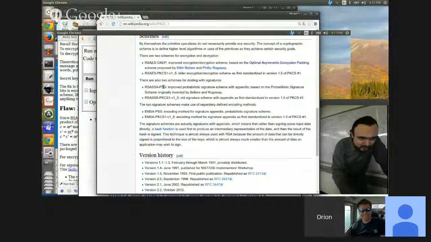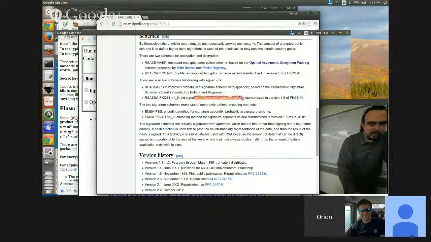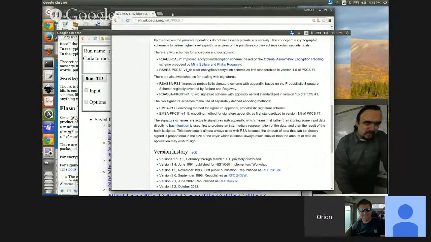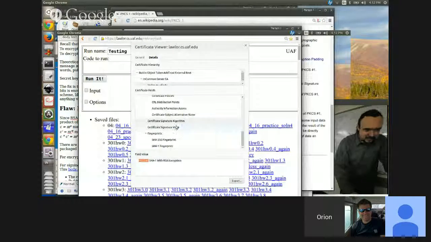Yeah, so the signatures... Version 1.5. Right. Old signature scheme with appendix. That's surprisingly big. Yeah, so you hash it, of course. Yeah, so the surprising part about this, there are known attacks.